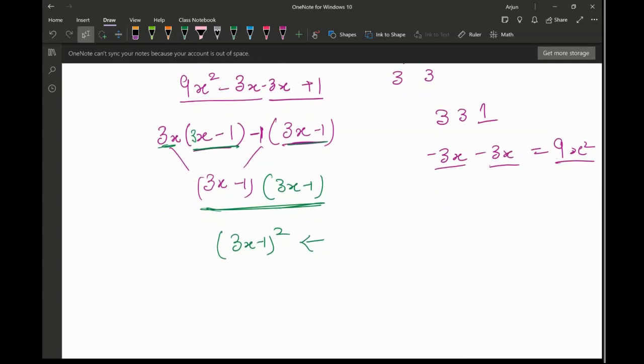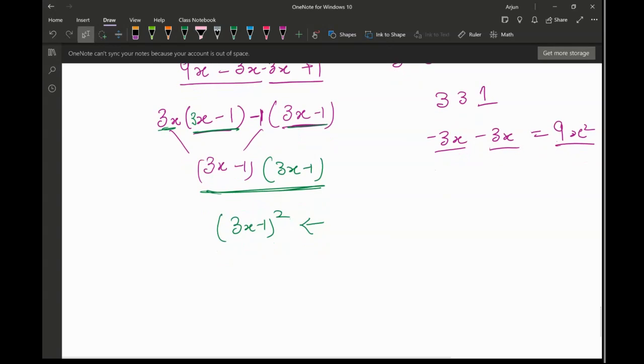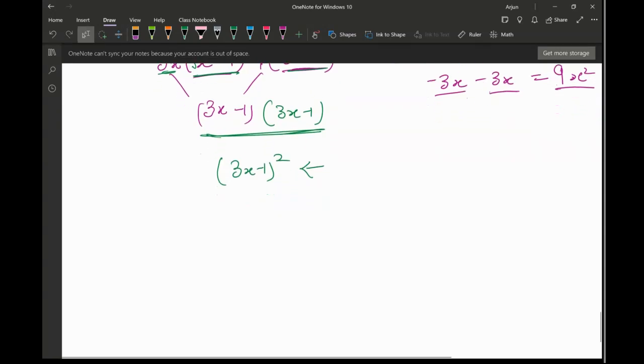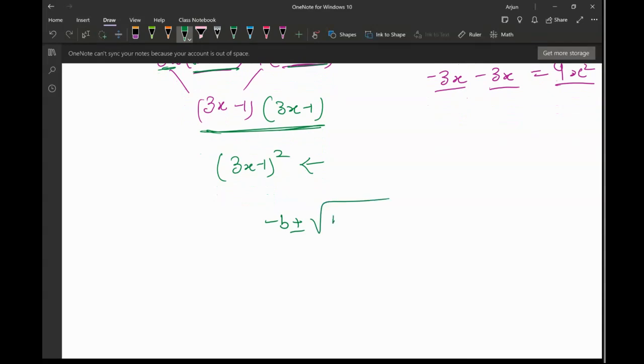And now there will be some questions which you cannot solve by factorizing. So if you cannot solve any question by factorizing, you can use the formula minus b plus minus square root of b square minus 4ac upon 2a. This formula you can use for finding the factors.